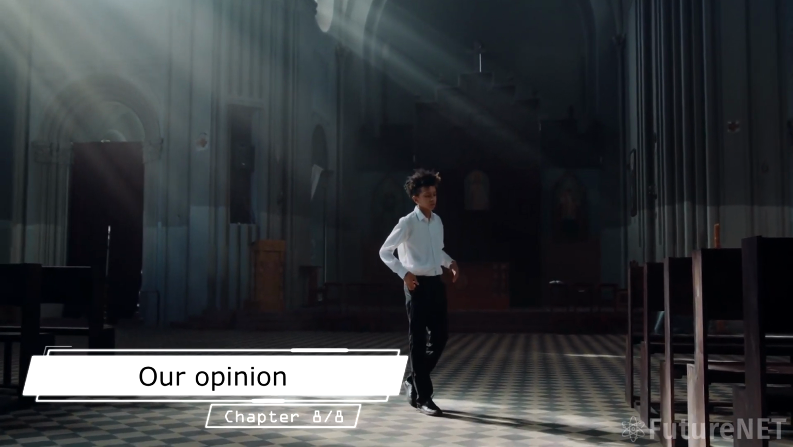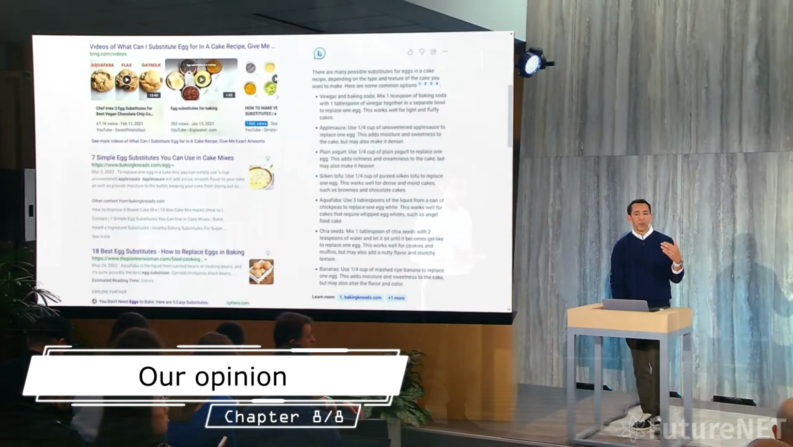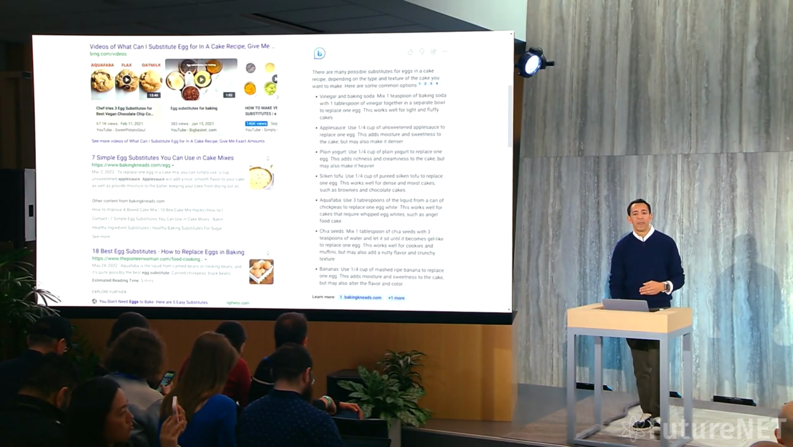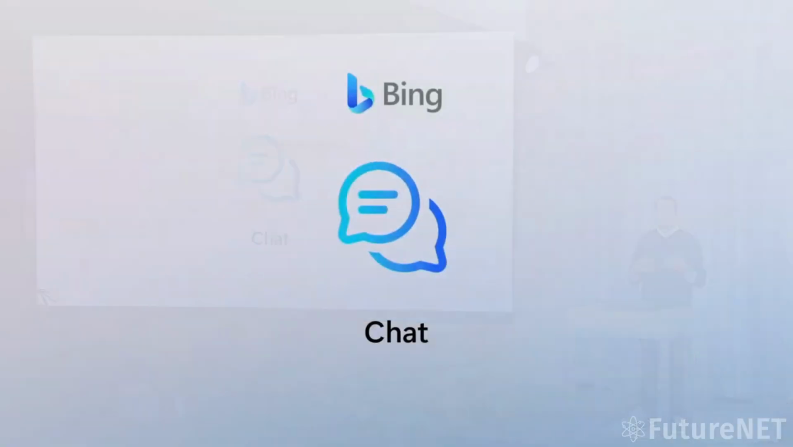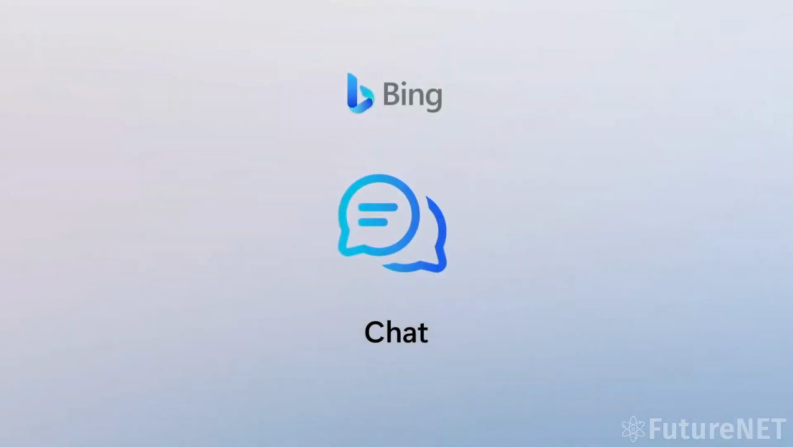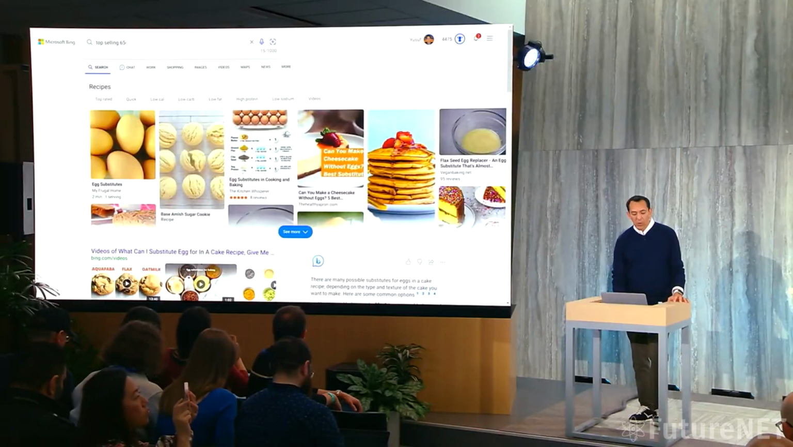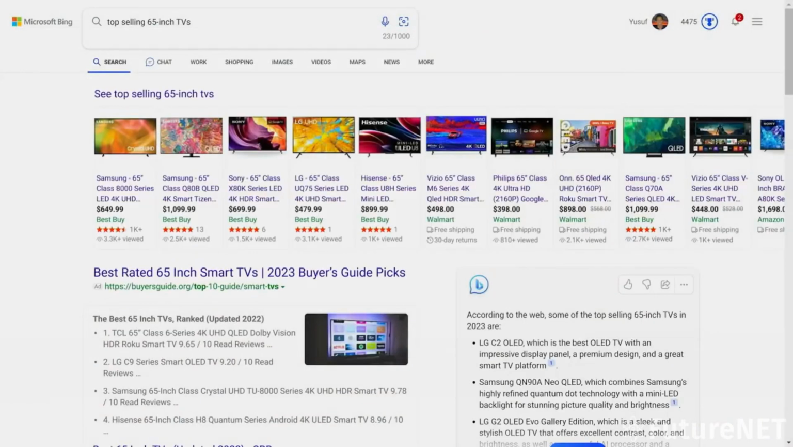So, what is our personal opinion on all of this? The recent leak of GPT-4 and its integration into Bing has sparked a lot of excitement and discussion about the future of search engines and large language models. As we've seen in this video, GPT-4 has the potential to revolutionize the way we search for information and interact with technology. However, with every new technology comes new challenges and potential dangers.